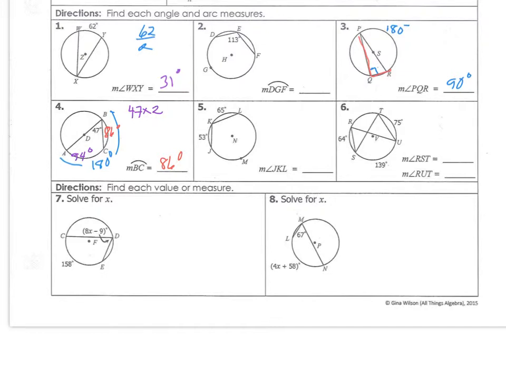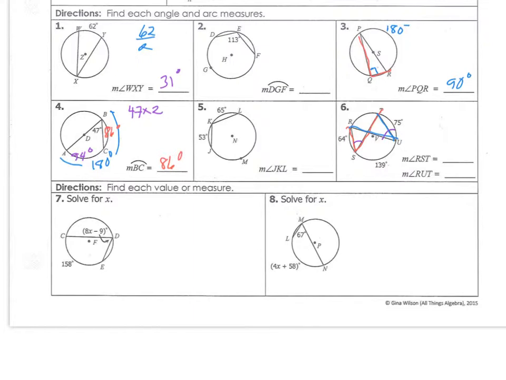So question 6, they want to know what is the measure of angle RST. Angle RST goes from R to S to T. And they also want the measure of angle RUT, so we're going from R to U to T. We've got 2 inscribed angles. What is the intercepted arc for this red angle? Arc RT. What's the intercepted arc for this blue angle? RT. So when 2 inscribed angles intercept the same arc, what do you know about those inscribed angles? They are congruent. So I'm going to put a congruence marker here and a congruence marker there.